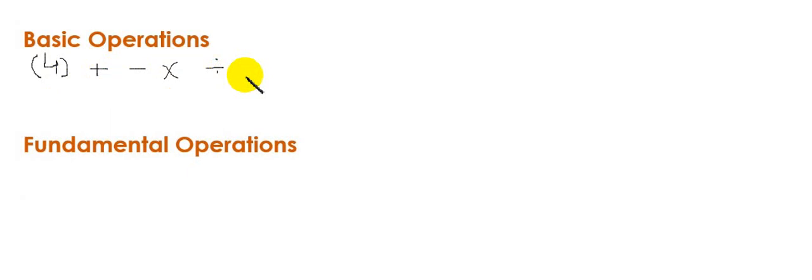There are lots of operations in mathematics, like square root and cube root. Converting between fractions and decimals is also an operation, and finding percentages is also an operation. There are lots of operations in mathematics, but these four are considered basic operations. We also call them arithmetic operations.